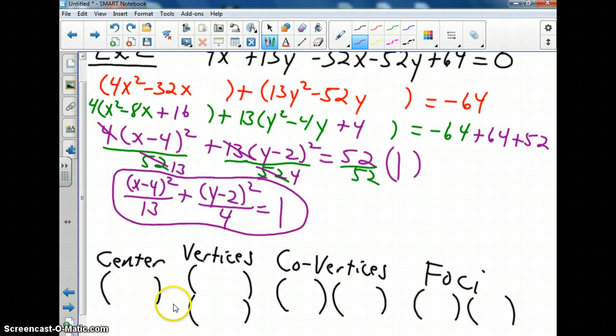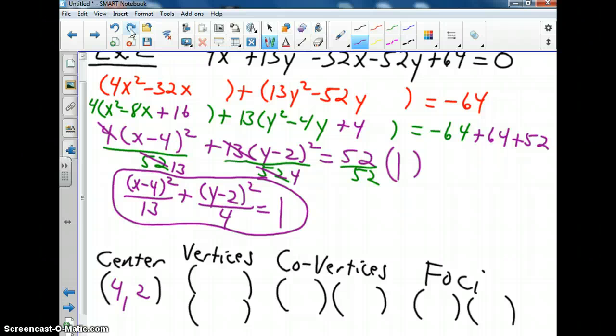All right, so let me ask you this now. Where's the center? 4, 2. Good job. Center's at 4, 2. We got that. That's easy. And now the a squared is 13. So how much is the a? Square root of 13. Good job. So now, the major is what? X or Y is the major.